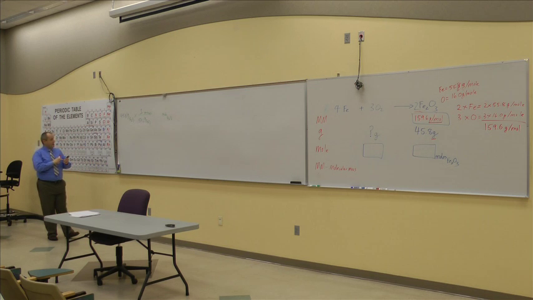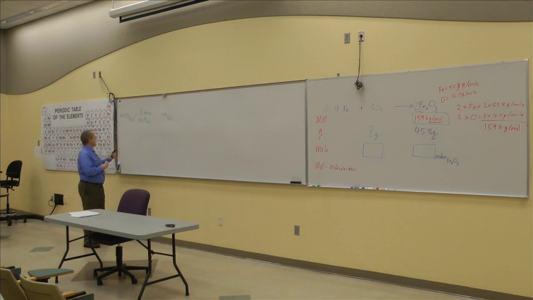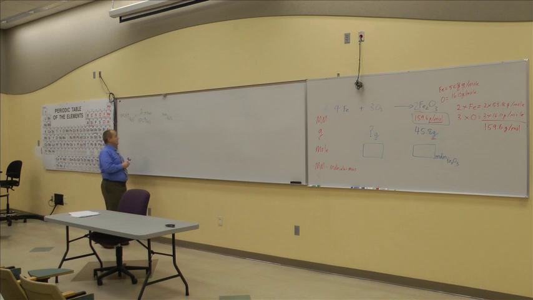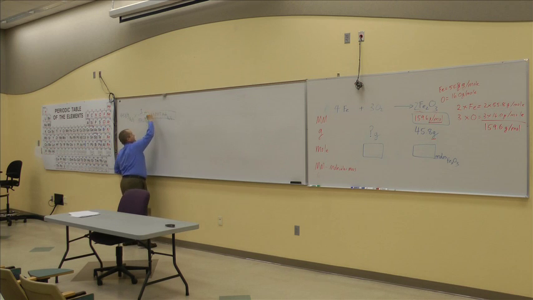45.8 divided by 159.6 is 0.2869, so let's go 0.287. Yep, 0.287. Equals 0.287. And I put a box around these things.